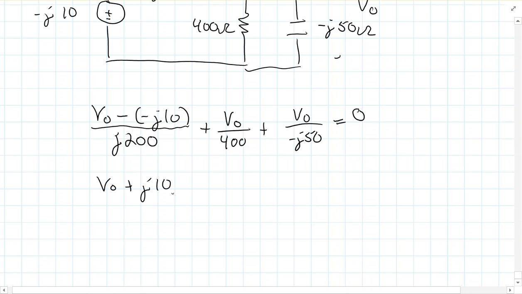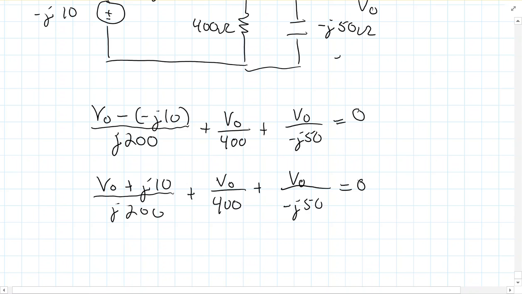Now I'll clean this up just the tiniest bit because I'll write this as V out plus j10 over j200 plus V out over 400 plus V out over negative j50. This is equal to 0.